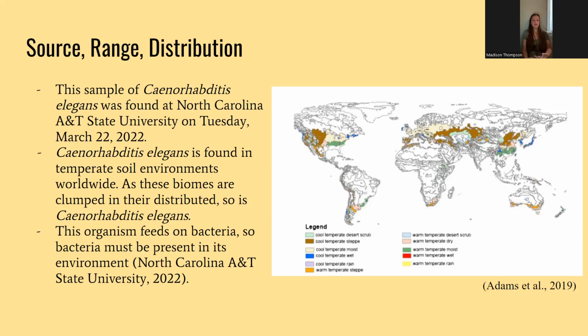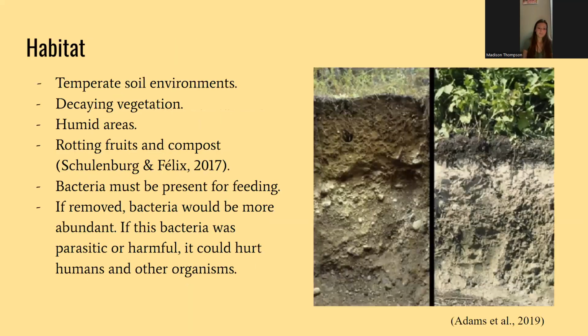This organism feeds on bacteria, so bacteria must be present in its environment. And it does have an adaptation to survive if its resources aren't present, where it will go into the dauer stage discussed previously and not eat or drink until it has the nutrients it needs available. However, it also will feed on bacteria when it is readily available, which makes it fairly important to the environment.